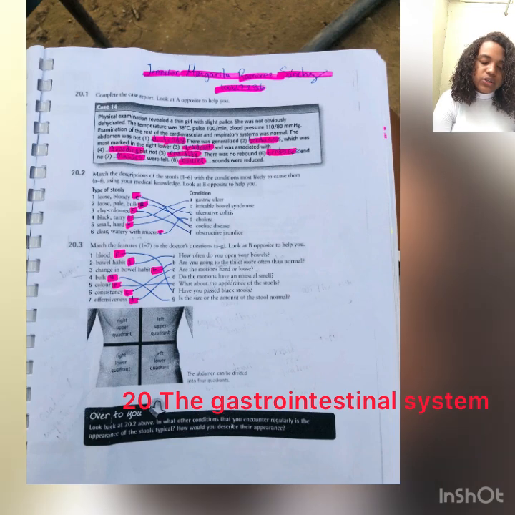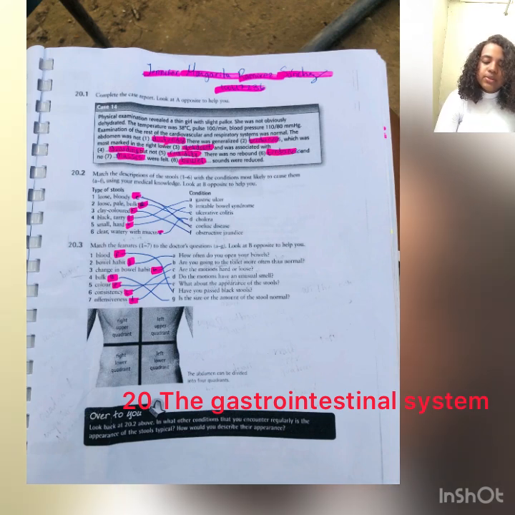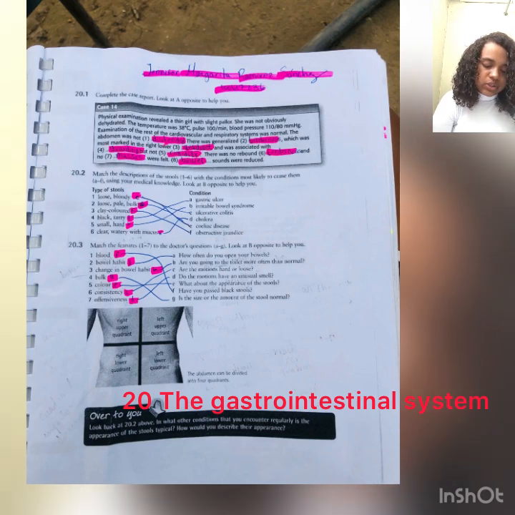Match the description of the stool with the condition most likely to cause it using your medical knowledge. Look at B opposite to help you. Type of stool, condition. Number 1. Loose, bloody: ulcerative colitis.